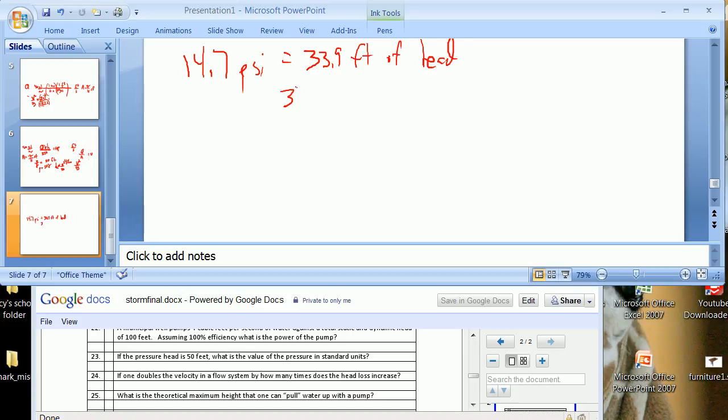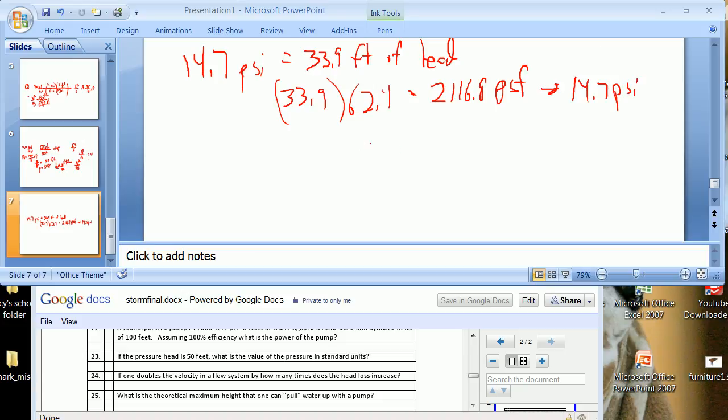because 33.9 times 62.4 gets you 2116.8 pounds per square foot. You convert that, you're at 14.7 psi, which is the same as 1 atmosphere, which is the same as 760 millimeters of mercury, which is the same, I think, as 29.62, that's probably a little iffy, inches of mercury, etc.